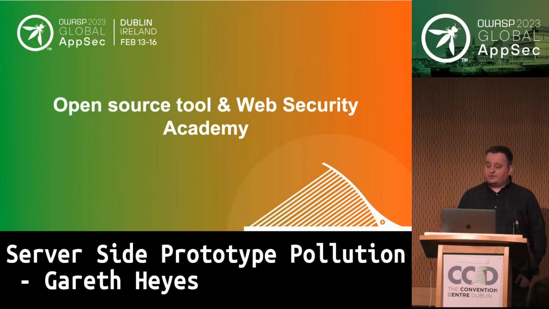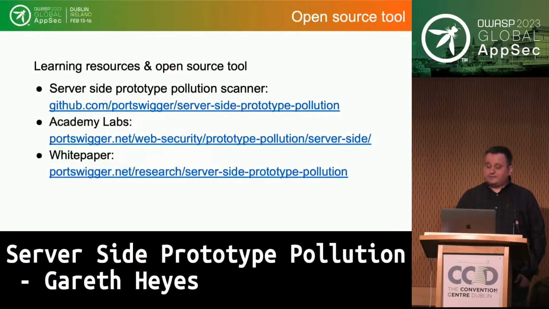We've also designed some free Academy labs too, so they are free. They're going to be released within the next few days, I think. So the scanner is open source. It will work on both Burp Suite Pro and Community Edition. It's available on GitHub. Probably after this talk, I'll change the privacy view to public, so it won't work right now, but it will. The Academy Labs will be available on here. There's also a white paper that goes into depth in the source code of the various prototype pollution attacks. So you can get the white paper on the PortSwigger research blog.